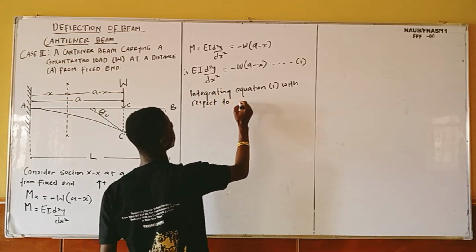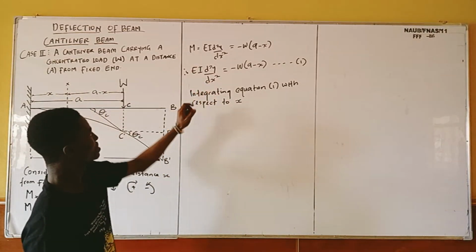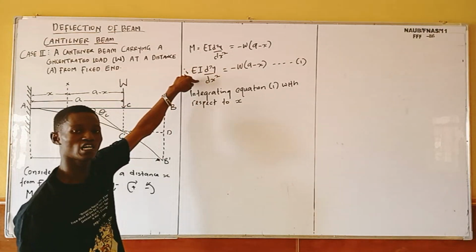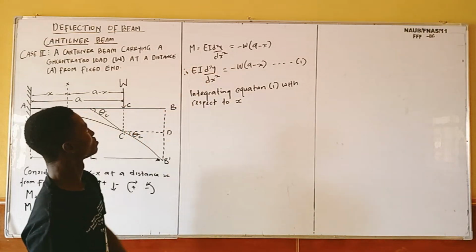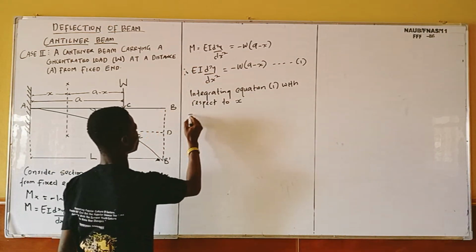So now, integrating equation 1 with respect to x. As you can see, d²y over dx² is the second order of differentiation. So by integrating this one now, I'm going to have what?